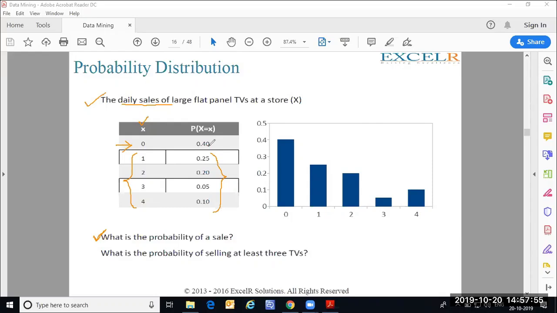What is the maximum value that probability can take? 1. 1 minus 0.40 gives you 0.6. That means there is a 60% chance that a TV is being sold. What is the probability of selling at least 3 TVs?